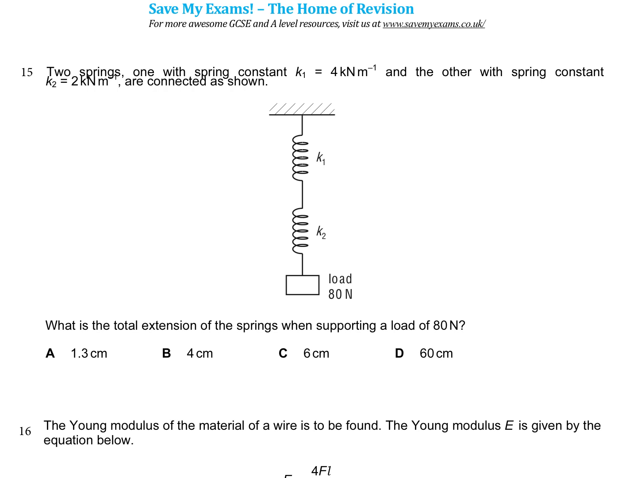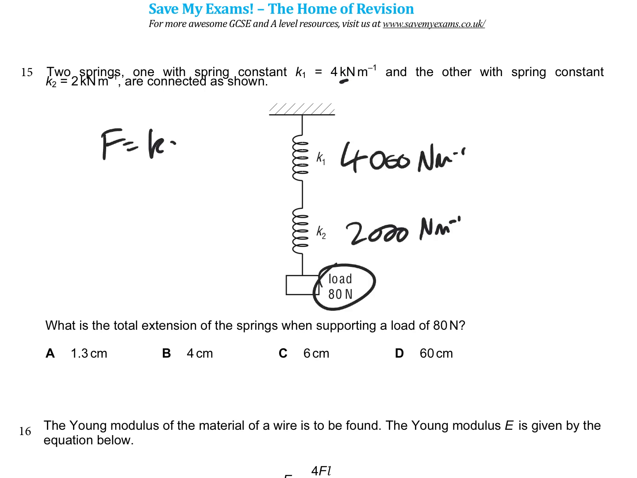Question 15. This one, you've got two springs in series. We know k1 is 4,000, because it's kilo, newtons per meter. And we know that this one is 2,000 newtons per meter. Now we know the load is 80 newtons. Both springs will experience that load since they're in series. So we can work out the extension using the equation F equals kx, x equals F over k. We can deal with each spring separately.